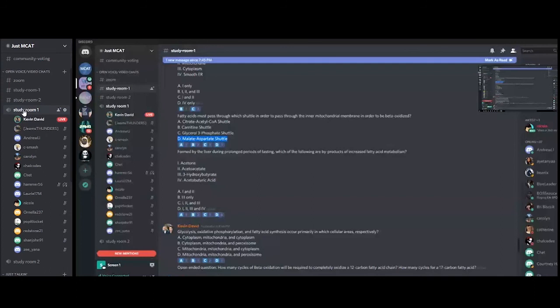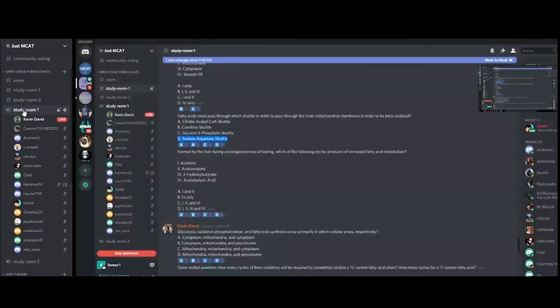So let's think about this. Citrate and acetyl CoA. Where is acetyl CoA made? Acetyl CoA is a byproduct of fatty acid oxidation, and fatty acid oxidation happens in the mitochondria, specifically in the mitochondrial matrix. So it's inside the mitochondrial matrix where the acetyl CoA is produced.